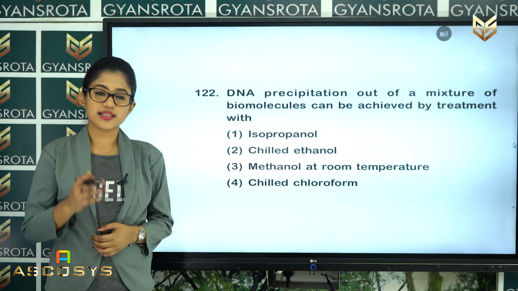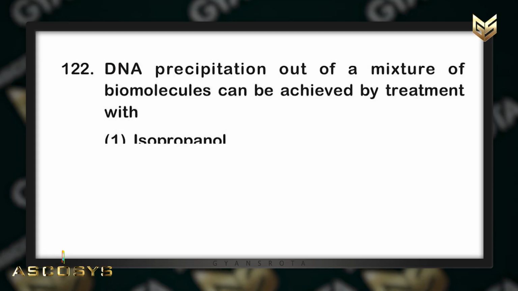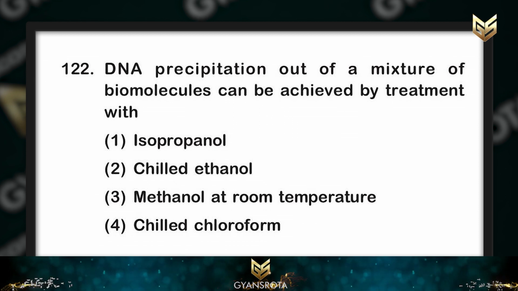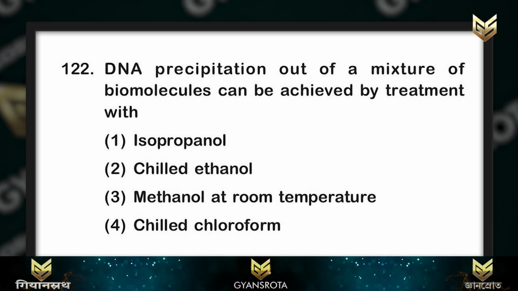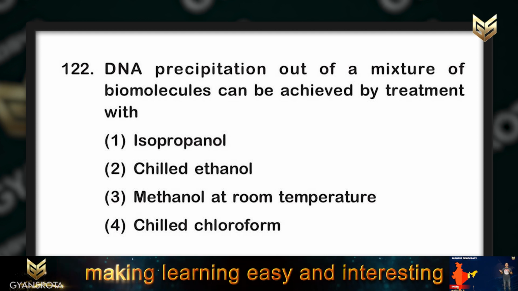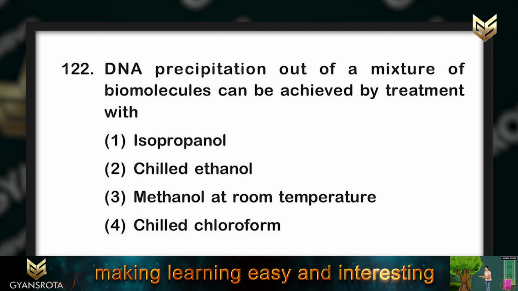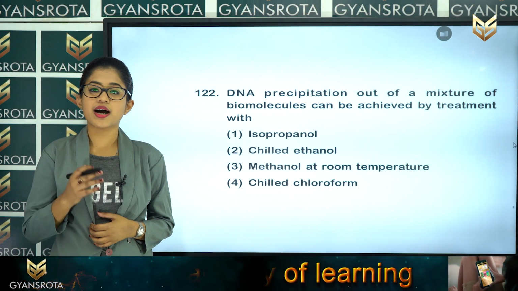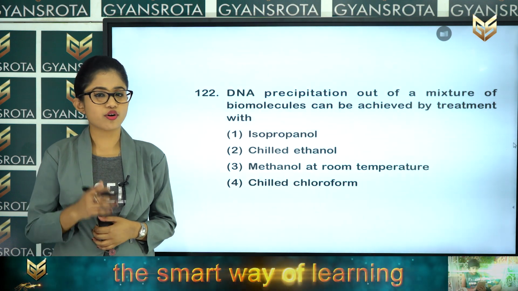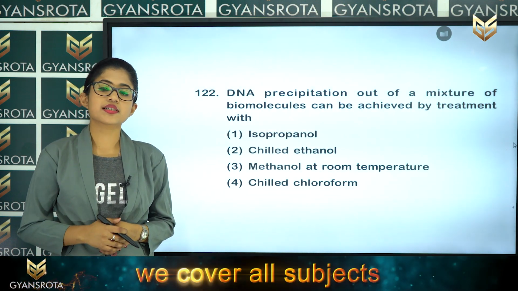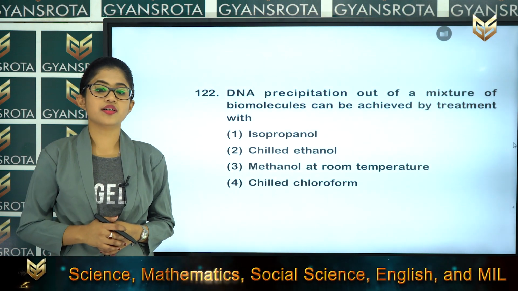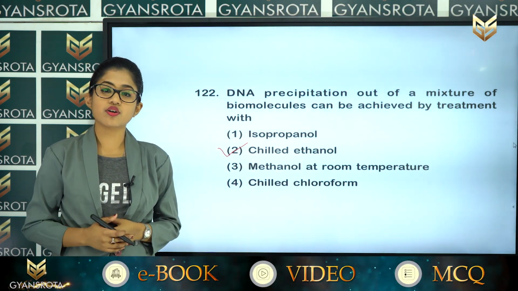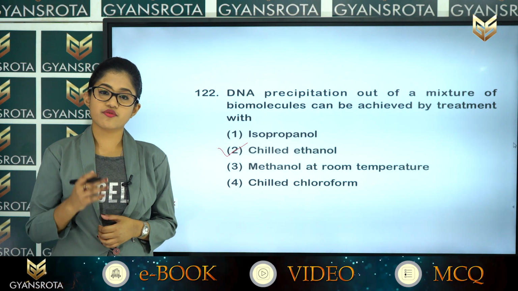In this question, that is 122, DNA precipitation out of a mixture of biomolecules can be achieved by treatment with, there are 4 options: isopropanol, chilled ethanol, methanol at room temperature, or chilled chloroform. So, this is a direct question from the chapter Biotechnology: Principles and Processes. I hope you have remembered that. So, which among them is the correct option? That is option number 2, chilled ethanol. With the help of chilled ethanol, the DNA can be extracted from a mixture.